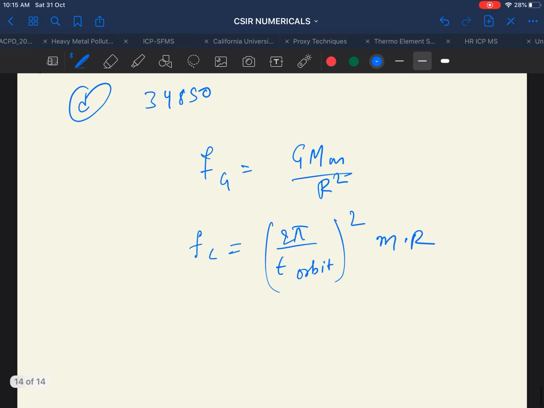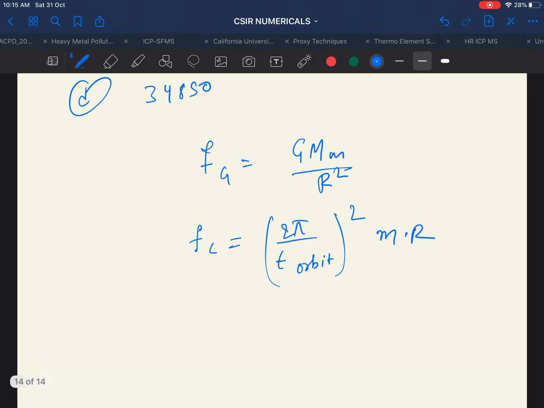Here r is the distance between the center of the earth and the satellite, capital M is the mass of the earth, small m is the mass of the satellite, and G is the gravitational constant, given as 6.67 times 10 to the power minus 11 newton meter squared per kg squared. So you know this already.